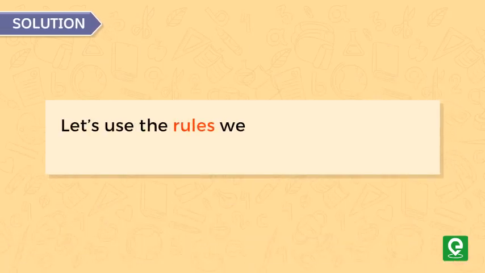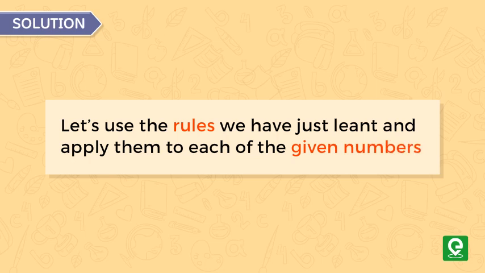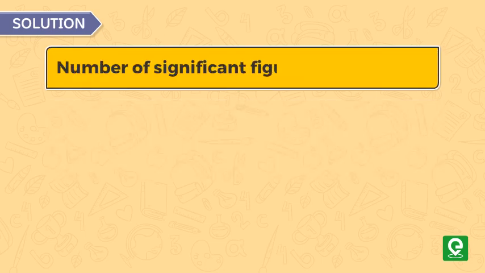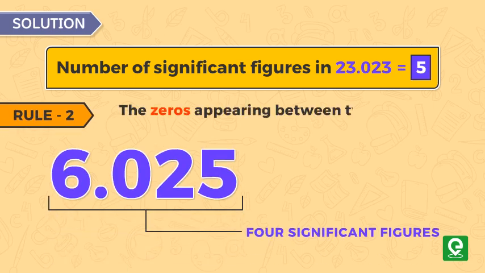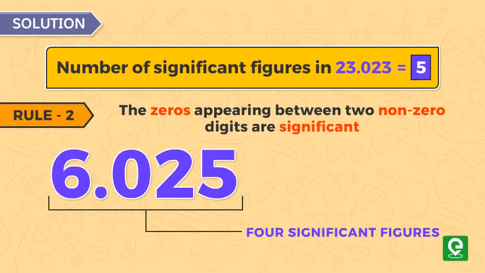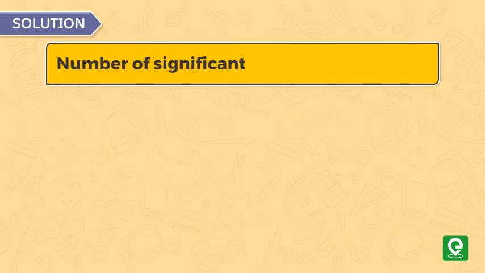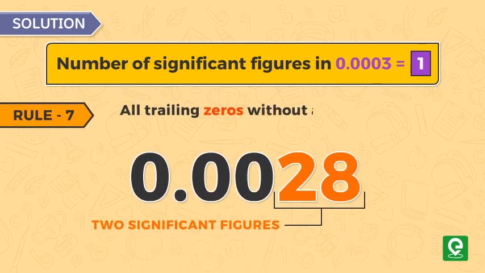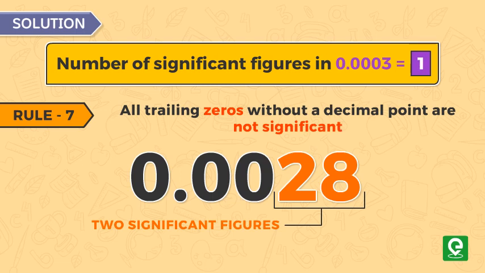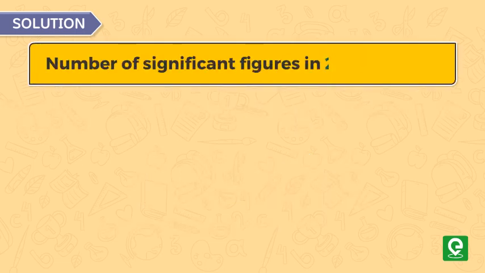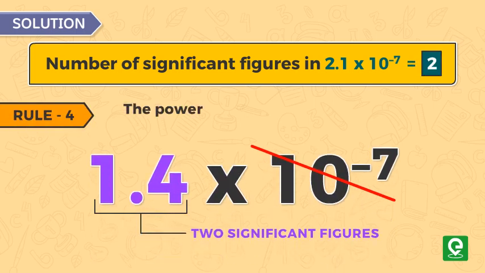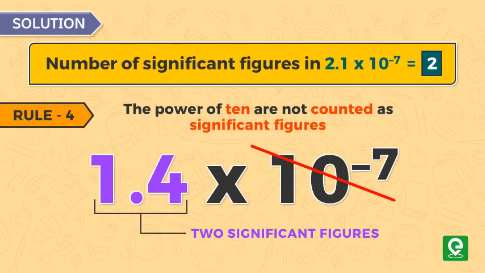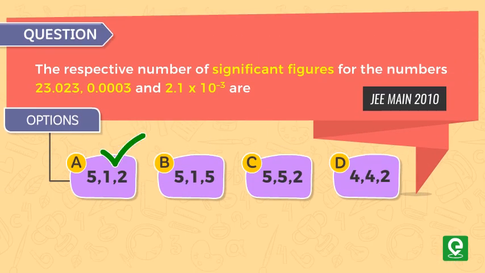Solution. Let's use the rules we have just learned and apply them to each of the given numbers. Number of significant figures in 23.023 is 5 because the zeros appearing between two non-zero digits are counted as significant. Number of significant figures in 0.0003 is 1 because all trailing zeros without a decimal point are not significant. Number of significant figures in 2.1 × 10^-3 is 2 because the power of 10 is not counted as significant figures. Hence, option A is correct.